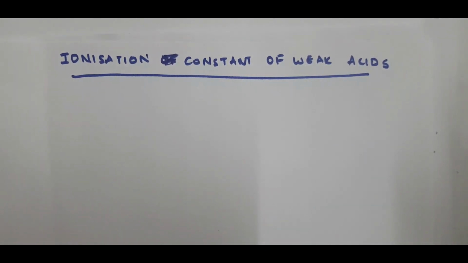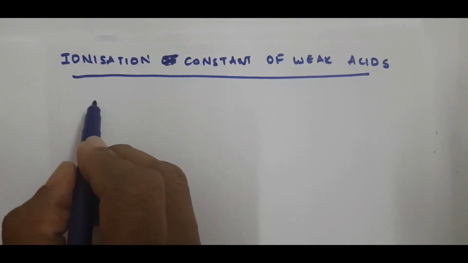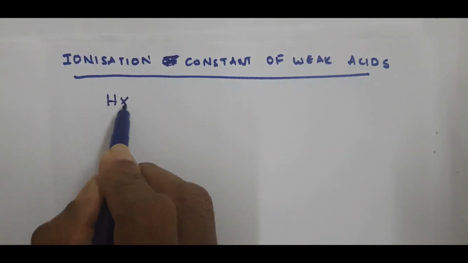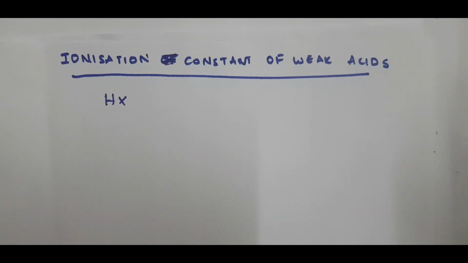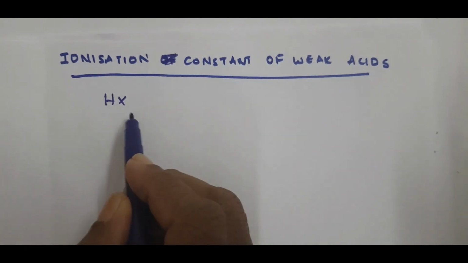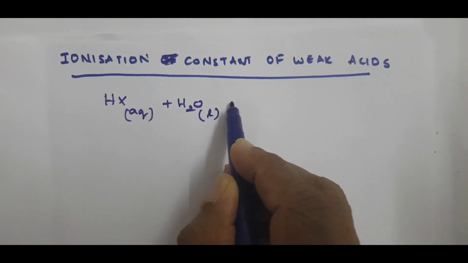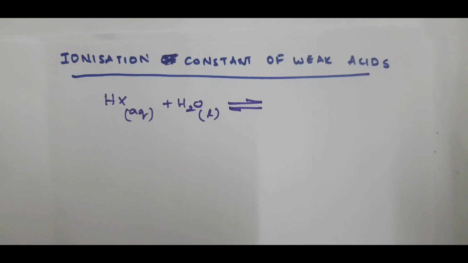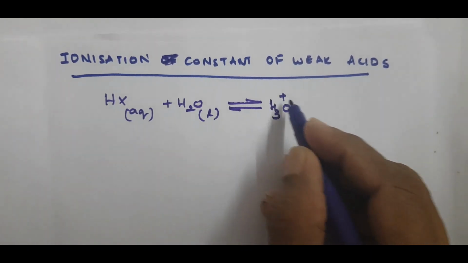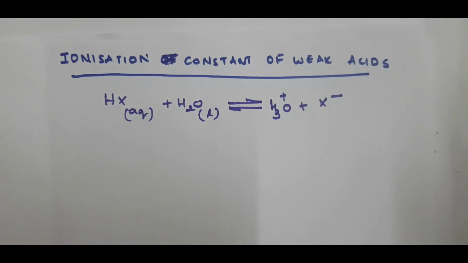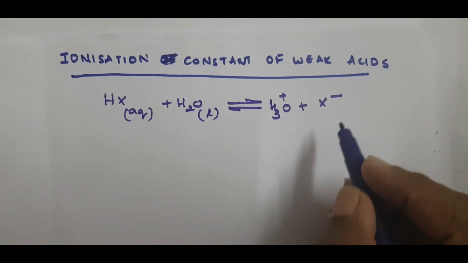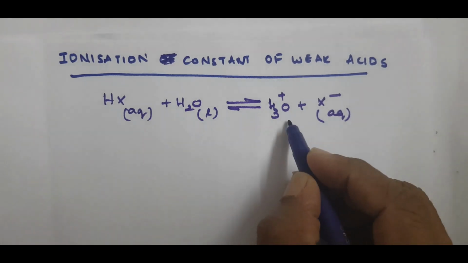of weak acids. Now, if you consider a weak acid, for example, a weak acid HX in aqueous solution, you can say HX(aq) plus water, in the liquid state, which is in equilibrium with H3O+ plus X-. So if you consider a weak acid which is ionized in an aqueous solution, the equilibrium can be represented as this. This is also aqueous.